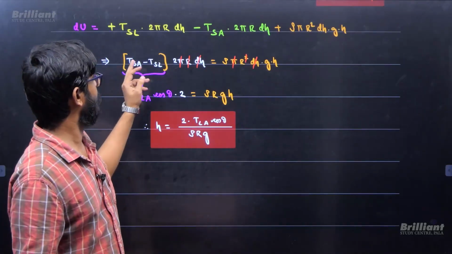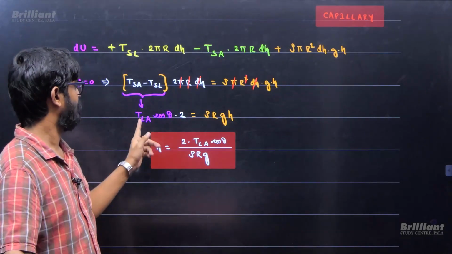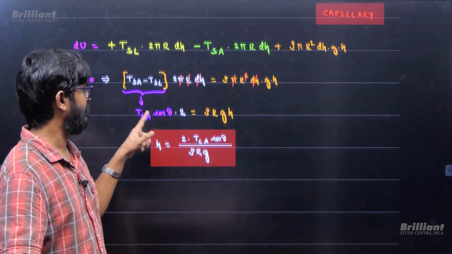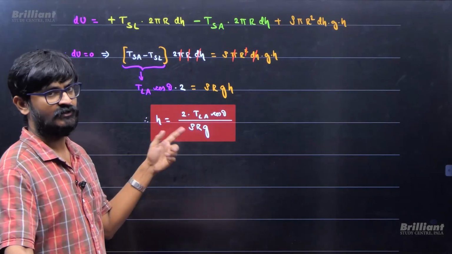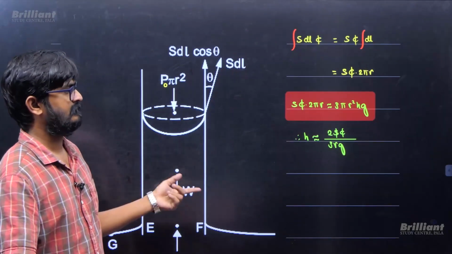When I make that 0, now TSL minus TSA is again coming into the picture. So I am converting it into TLA cos theta based on the tension relation, right? So I will be converting. From here I will end up getting the same result that we get by the force method, right?